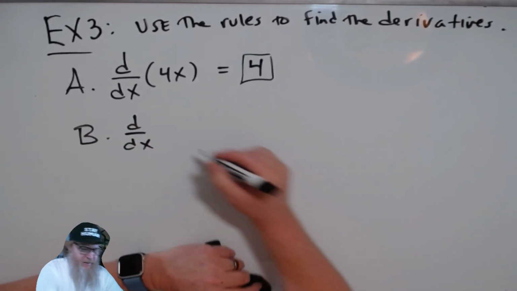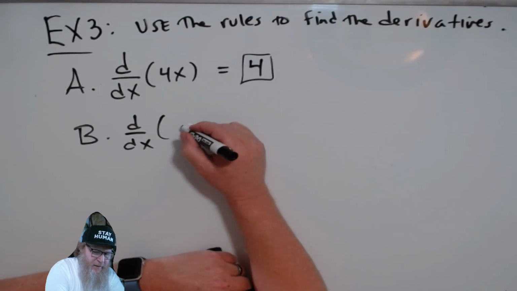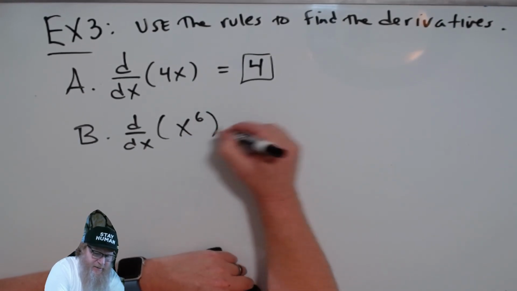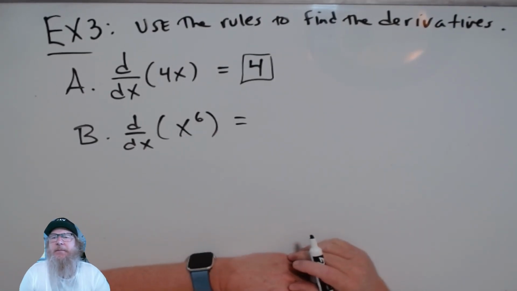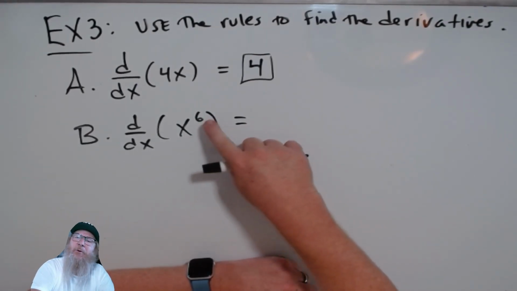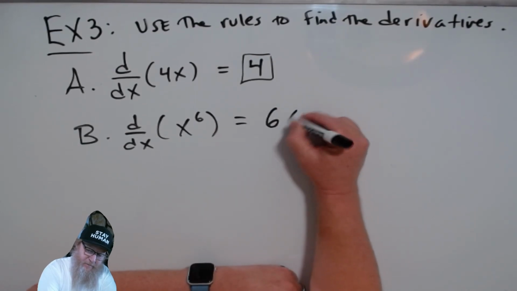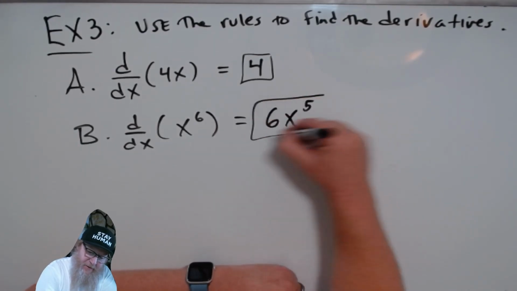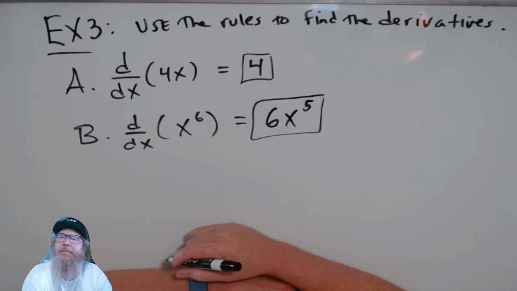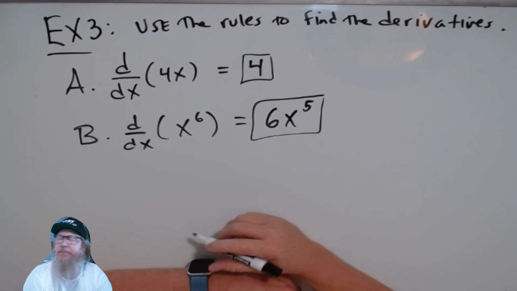The derivative of x to the 6th. Power rule, 6x to the 5th. Yeah, doing the calculation in your head.